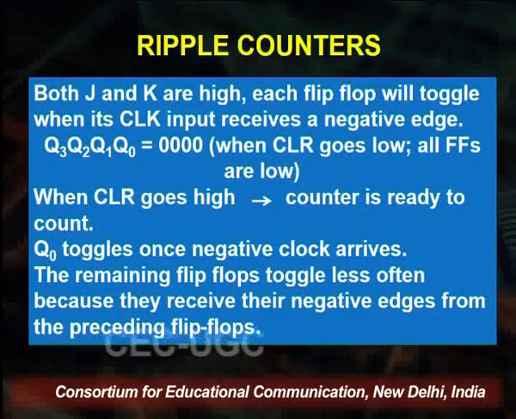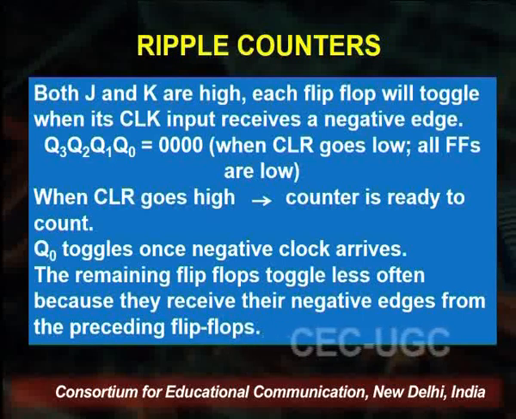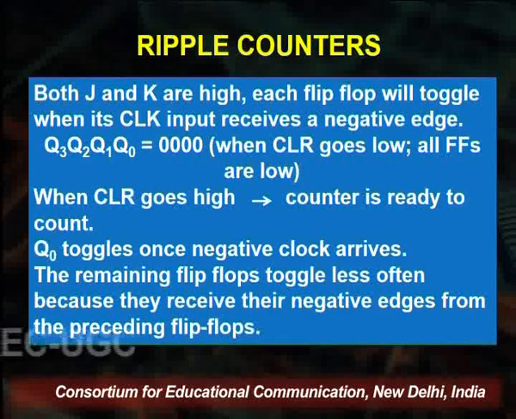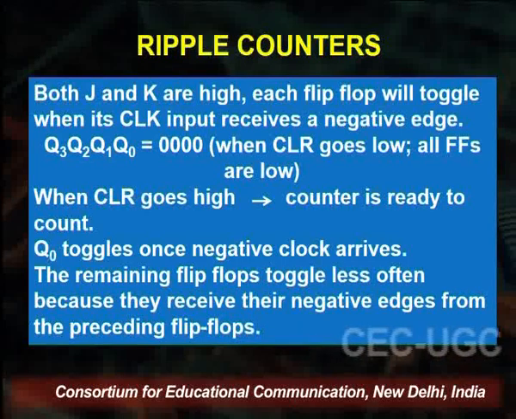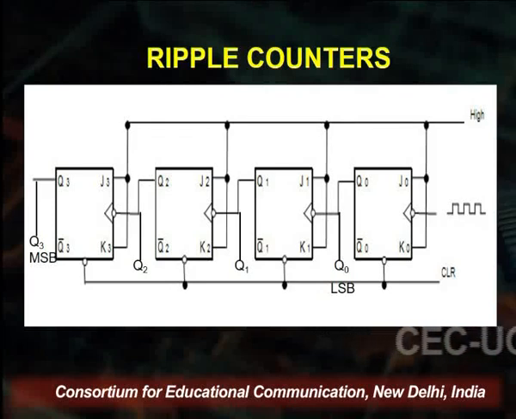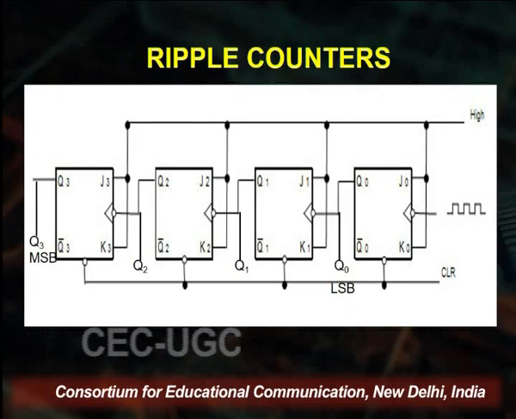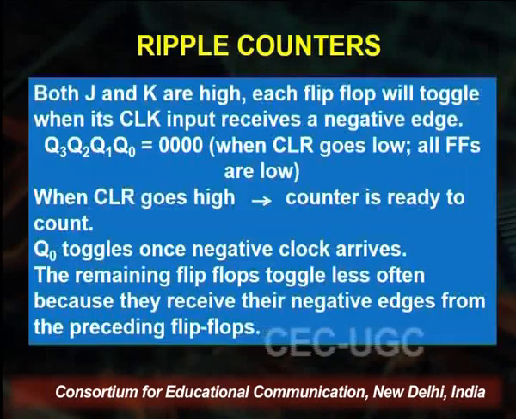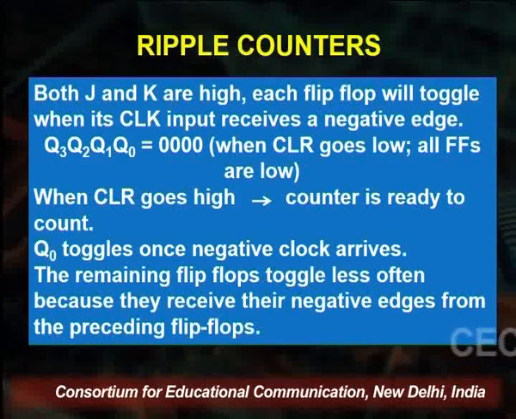So the presence of clear initially would allow us to get the output of these 4 bits or the 4 flip-flops as Q3, Q2, Q1, Q0 as 0, 0, 0, 0. And when the clear goes high, it is important to note again that it is active low configured. So when the clear goes high, then it stops clearing the flip-flops and the counter is now ready to count. So clear goes high, the counter gets ready to count.